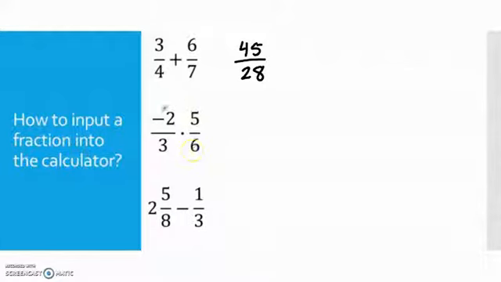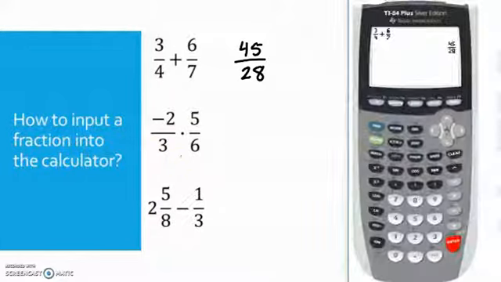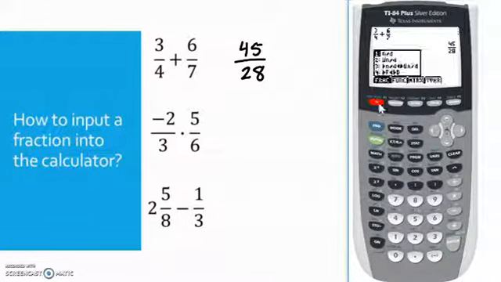So, let's do that again with this one right here. So go ahead and write this problem down. And then we're going to practice it. And then I'm going to have you write some notes. So same thing. I see a fraction. I'm going to hit alpha Y equals and hit enter.